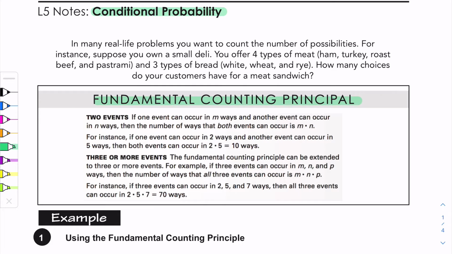So the fundamental counting principle indicates that if you have 2 events, if one event can occur in m ways and another event can occur in n ways, of course these are just notation, then the number of ways that both events can occur is m times n. So you multiply those two together. For instance, if one event can occur in 2 ways and another event can occur in 5 ways, then both of the events can occur in 2 times 5, or specifically 10 ways. You just multiply those numbers together.